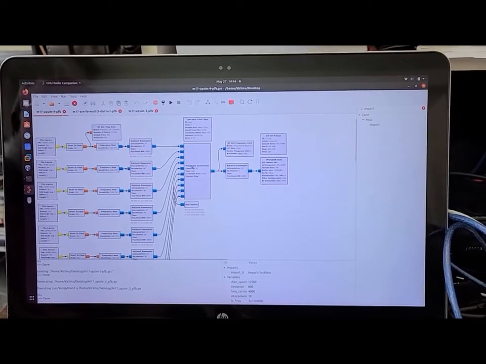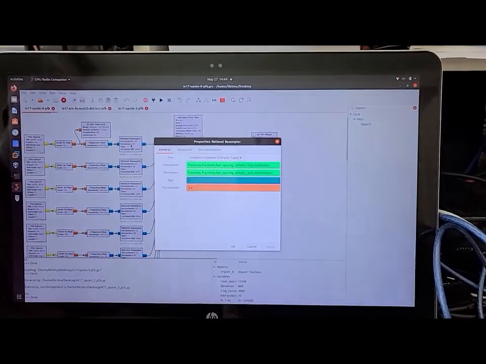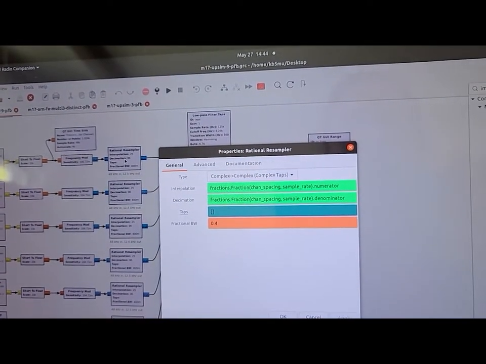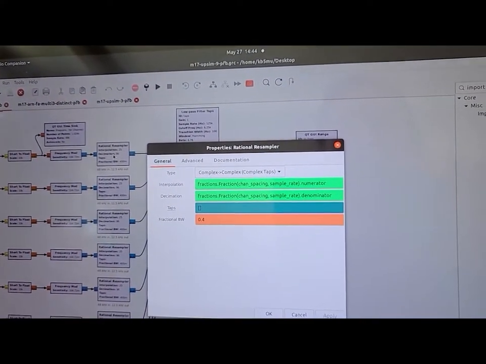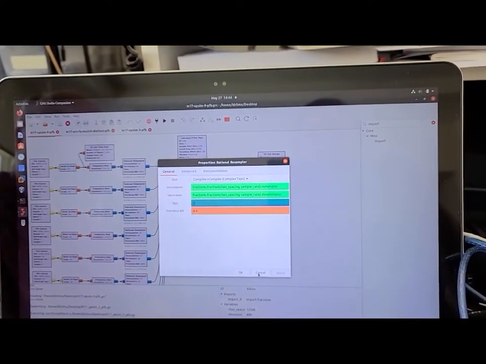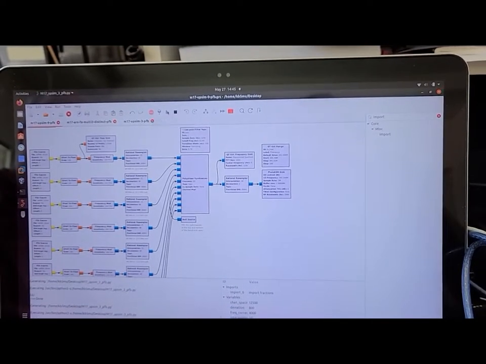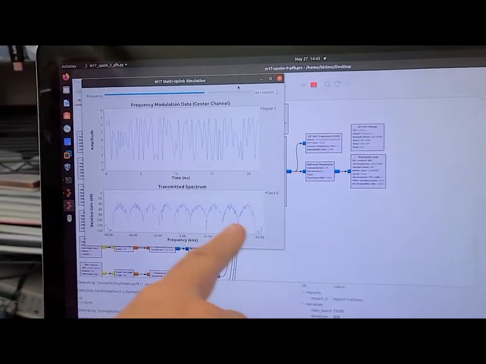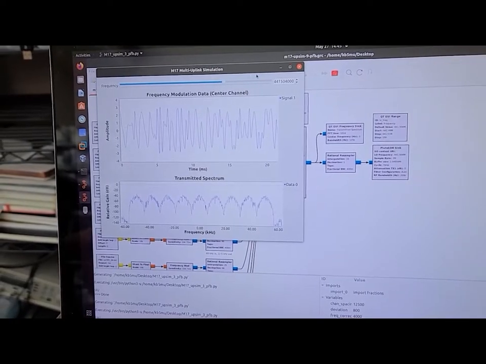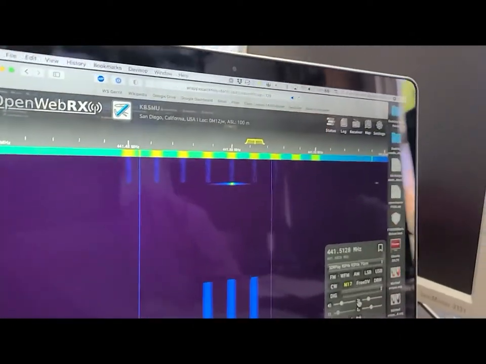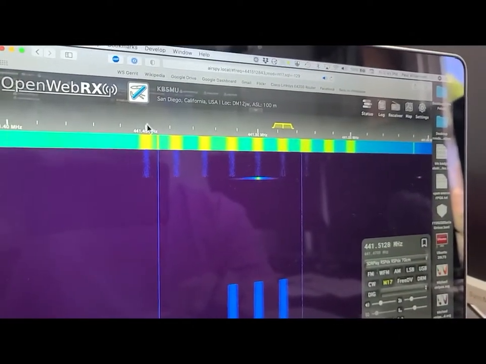So one interesting thing here is that I've changed the rational resamplers so that the numerator and denominator are calculated instead of entered manually. So here we go. Now we've got 9 signals. And on the receiver, there's the 9 signals. We can switch amongst them again.